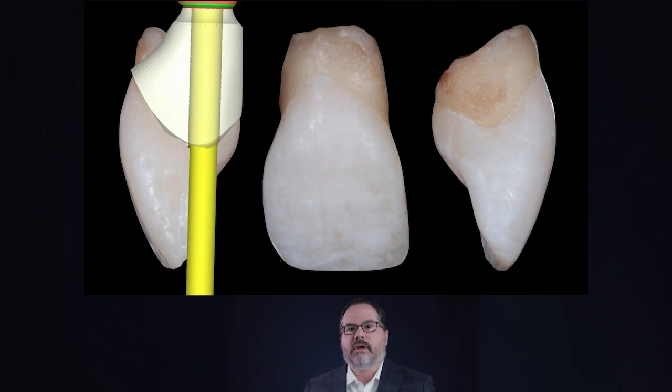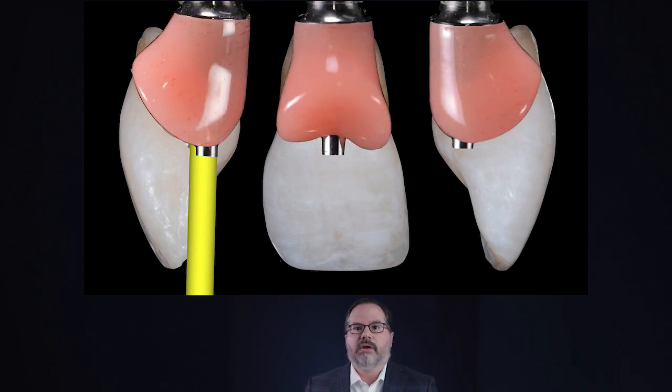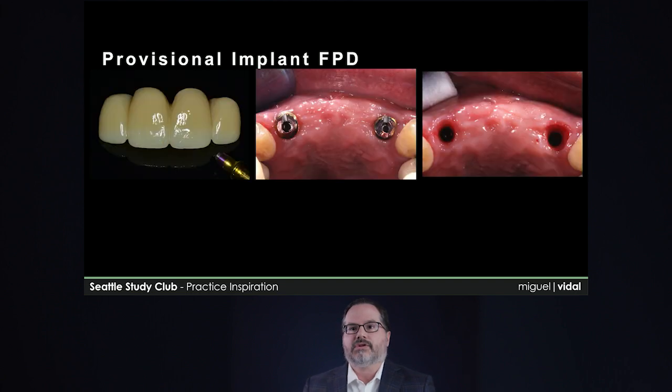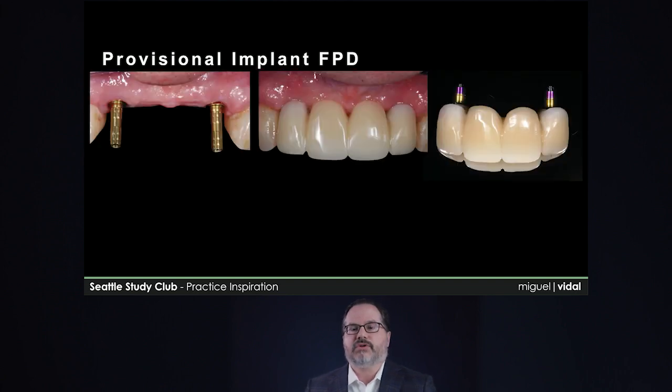And we can also make them out of pink acrylic, as you see here, and clinically this is how it will look while they heal. So then we can go back once the implants are ready to be loaded, place our temporary abutments and pick them up just like we showed, and fabricate our provisional as seen here.